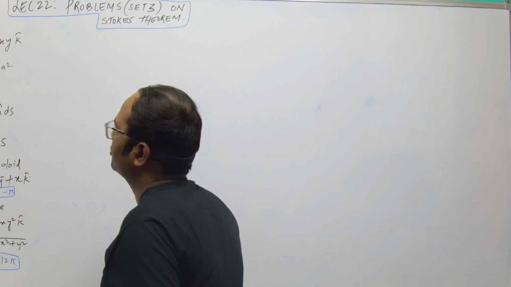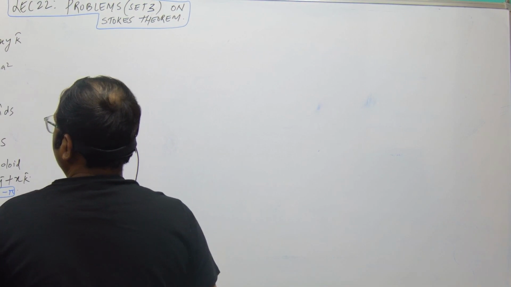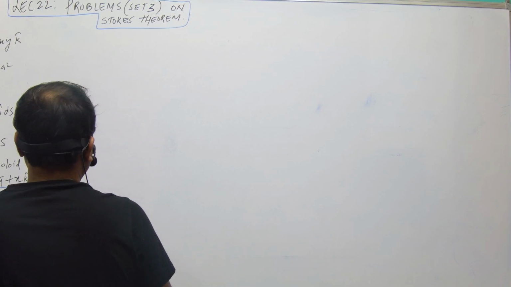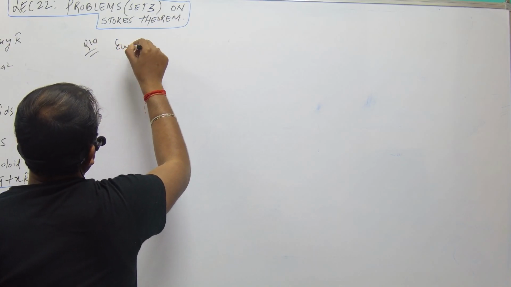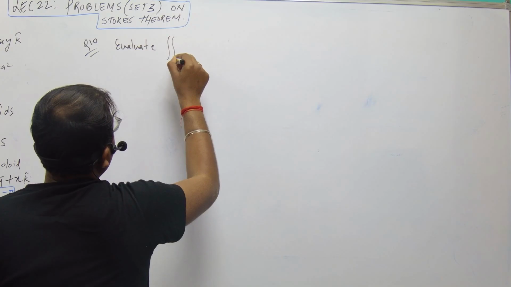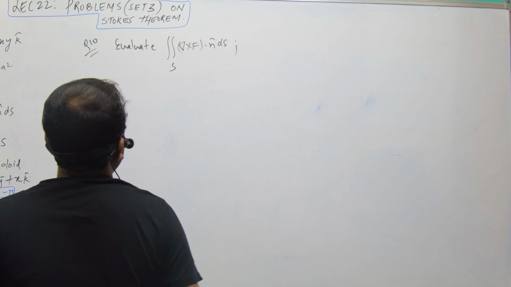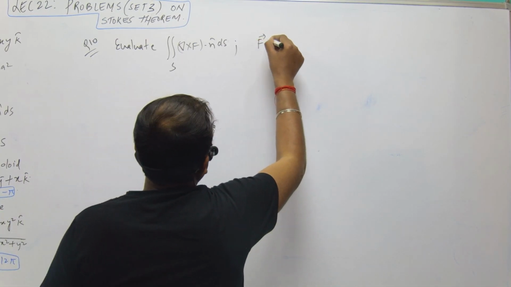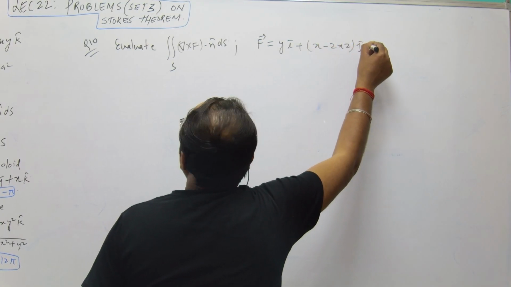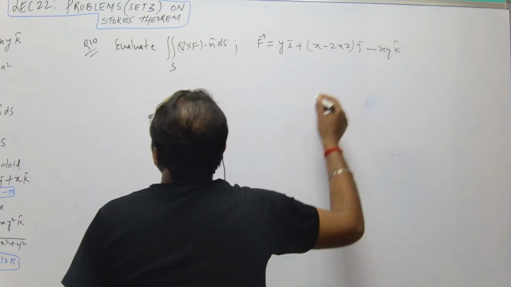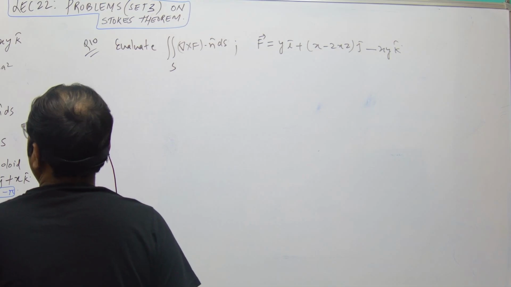Let us discuss question number 10. What is given in question number 10? Use Stokes theorem to evaluate the surface integral of del cross f dot n cap into ds, where f is equal to y i cap plus x minus 2xz j cap minus xy k cap, and S is the surface of a sphere above the xy plane.